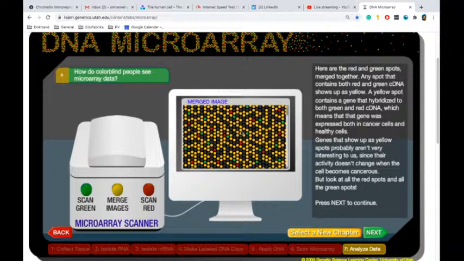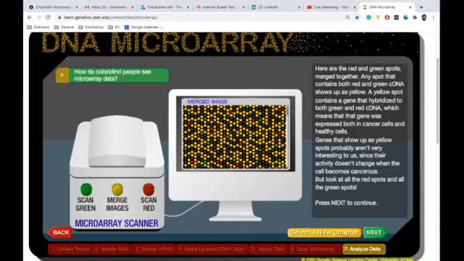So here red and green spots merge together. Any spot that contains both red and green complementary DNA shows up as yellow. A yellow spot contains genes that hybridize to both green and red cDNA, which means that the genes are expressed both in cancer and healthy cells. Genes that show up as yellow spots probably aren't very interesting to us since their activity doesn't change when the cell becomes cancerous. But look at the red spots and the green spots. So red spots and green spots are important to us.